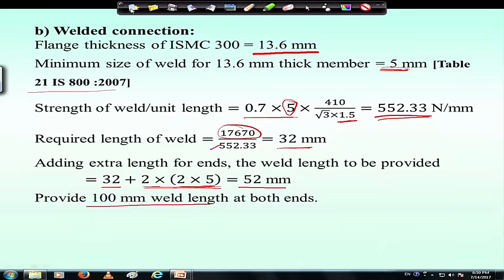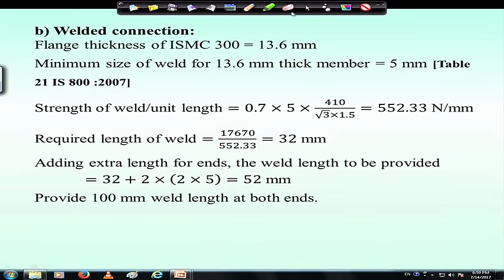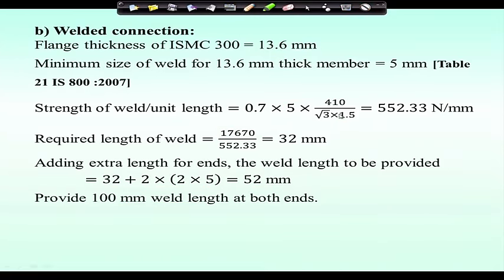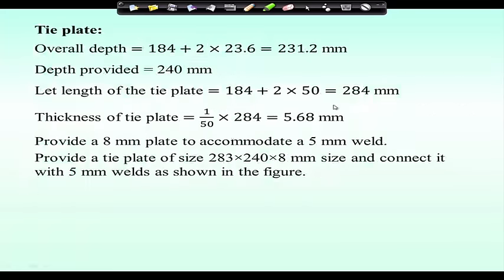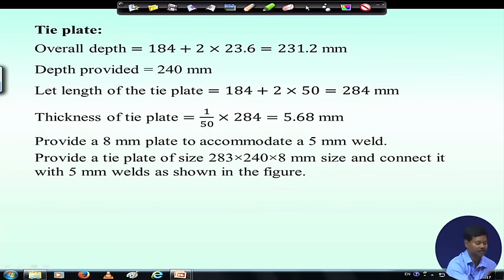Now, for this also we can calculate the tie plate dimension. So, for this the tie plate dimensions will be 184 plus 2 into CYY. So, we can provide the overall depth as 231.2 millimeter, which can be increased to 240 millimeter.